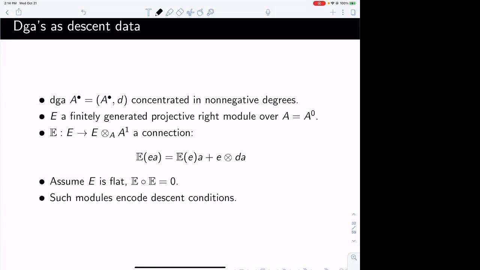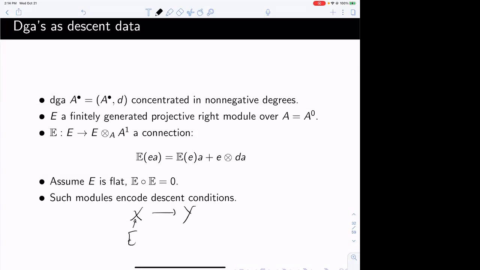Okay, so what I want to point out is that a DGA is an interesting and convenient and computationally useful way to encode descent conditions. So what do I mean by a descent condition? A descent is basically the following: you have a map from X to Y, and you have an object, a vector bundle or a sheaf on X, and you want to know under what conditions it descends to Y. You all are familiar with this in some contexts, and I'll get to those in a second so that you understand what's going on. But that's the general issue of descent.